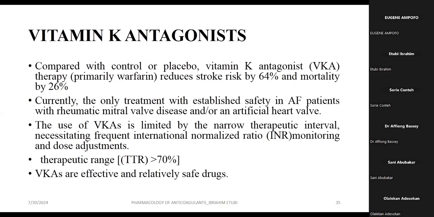And this is a summary of a vitamin K antagonist study, a meta-analysis where, compared with control or placebo, vitamin K antagonists, primarily warfarin, reduce stroke risk by 64% and mortality by 26%. Currently, the only treatment with established safety in AF patients with rheumatic mitral valve disease and/or artificial heart valves is use of VKA. The use of VKA is limited because of the narrow therapeutic interval necessitating frequent INR monitoring and dose adjustment. We should usually have a time in the therapeutic range of more than 70% for its effectiveness. And then VKAs are effective, and they're relatively safe drugs.